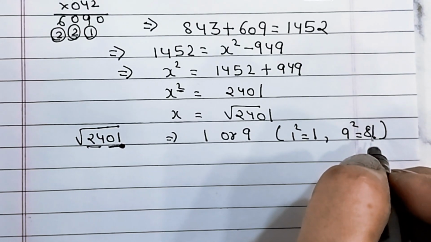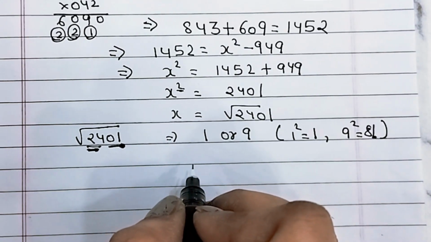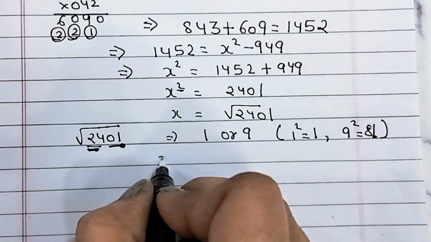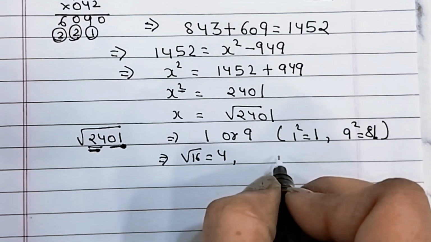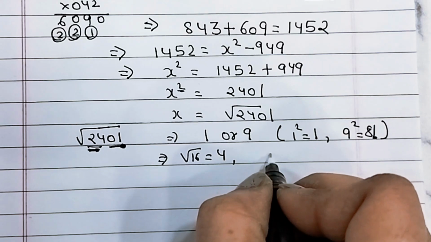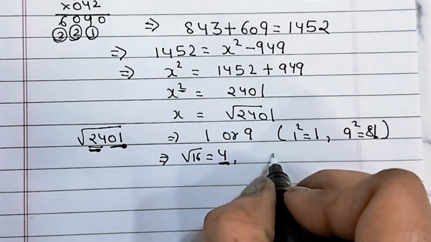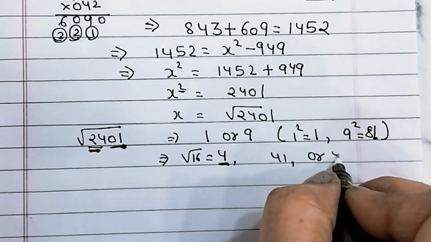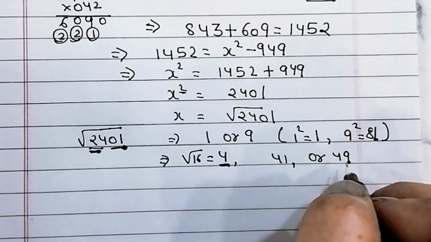So find the first digit. Look at the first pair 24, and the largest perfect square less than 24 is 16. Root 16 is 4, and so the first digit is 4. So first digit is 4, and narrowing it down, the answer is either 41 or 49. So how can we find whether it is 41 or 49? What will be the answer?